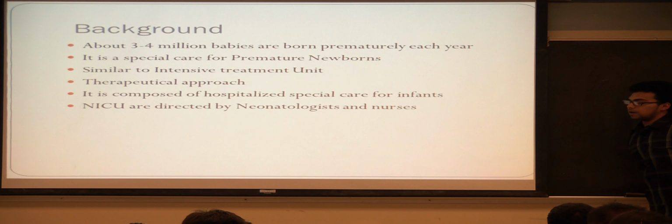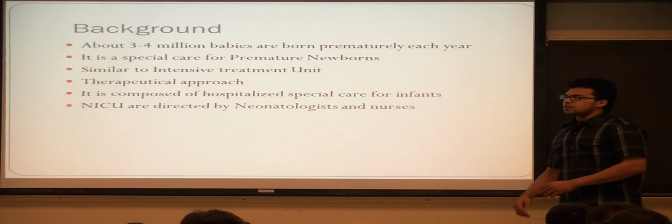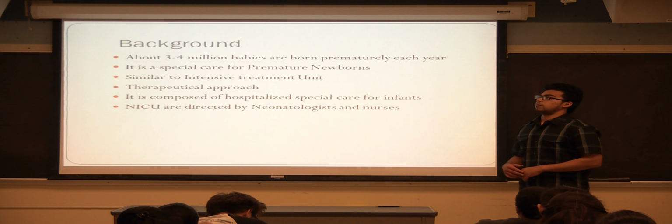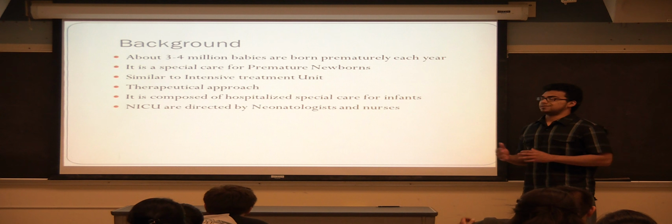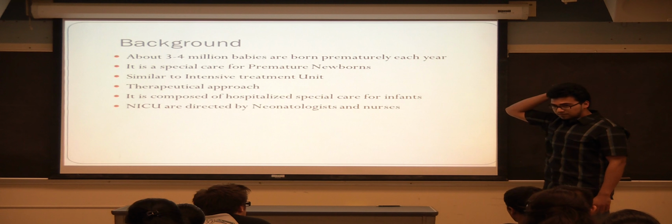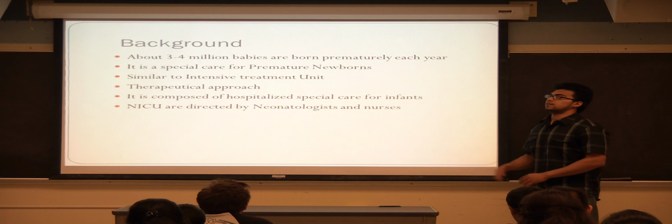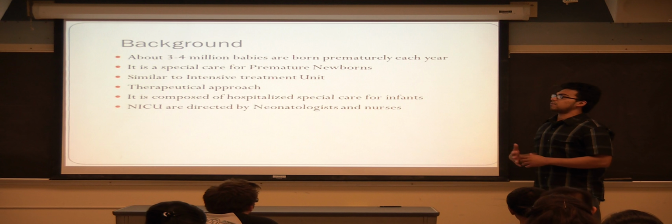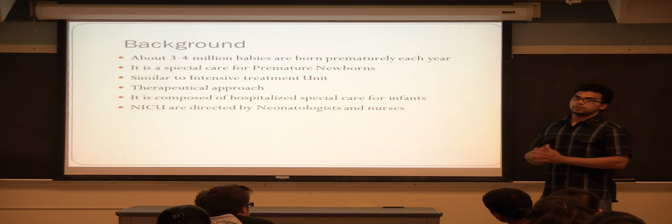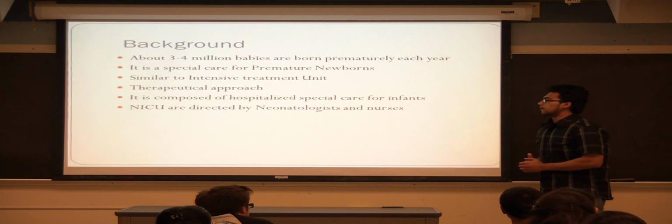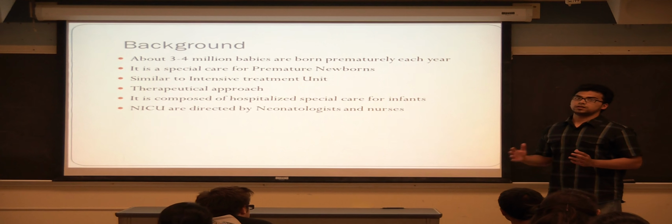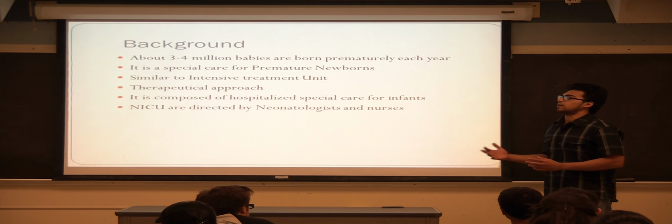So this is just a little background information about it. About 3 to 4 million premature kids are born every year. When they're born, they have birth defects and they're underweight. So this NICU provides a safe and efficient environment for the kids to grow maturely. It's basically a therapeutic approach, and it's personally monitored and directed by neonatologists and nurses.